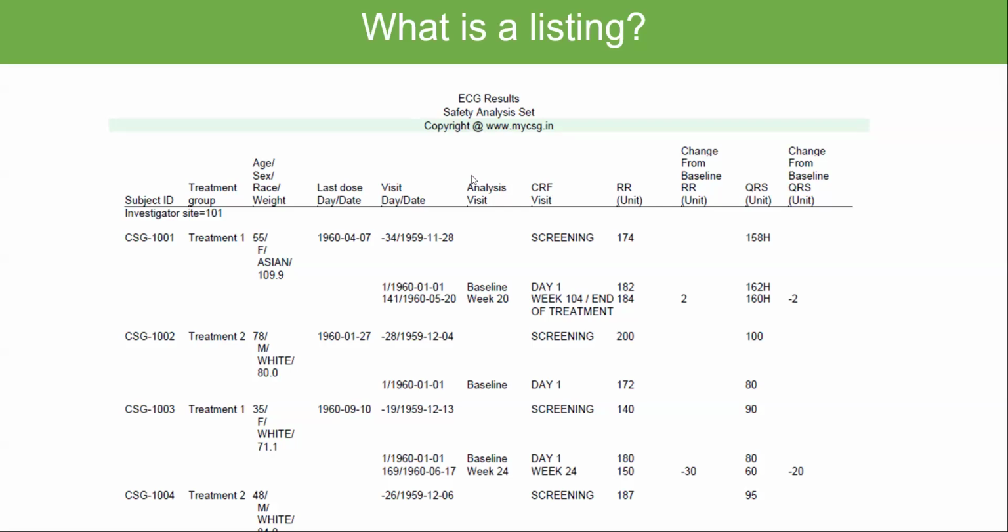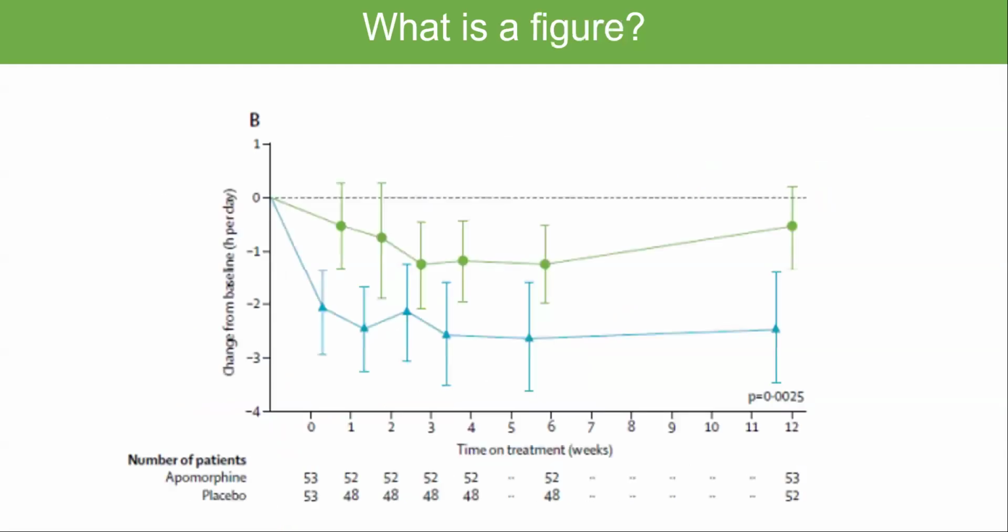So here is an example of ECG results data, wherein the data for the subjects is listed over different time points. We'll go into the details when we cover this extensively, but the basic difference between a table and a listing is that you will present the data at subject level in your listing, whereas in a table, the comparison will be made across all the subjects within the treatment that you have within your study. And then we generate figures.